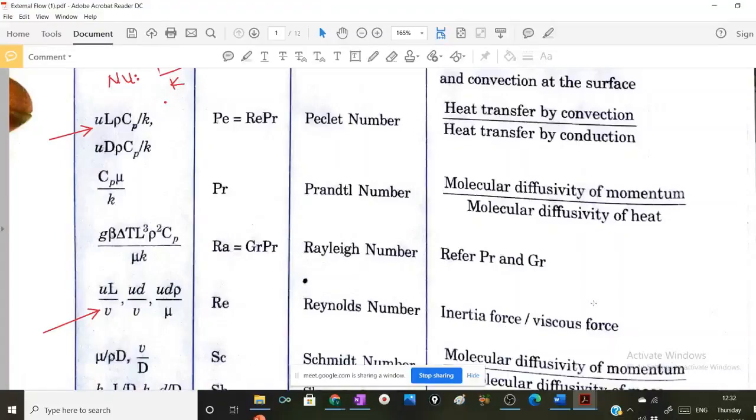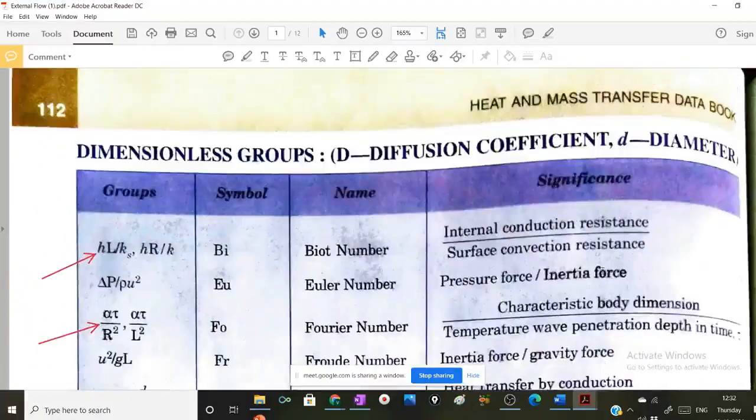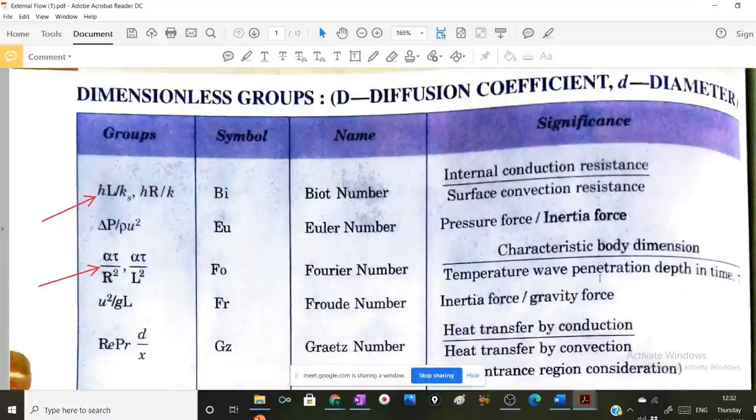So from this table, the table number is mentioned on page number 112. If by chance you forget the formula for a non-dimensional number, you can refer to this page.